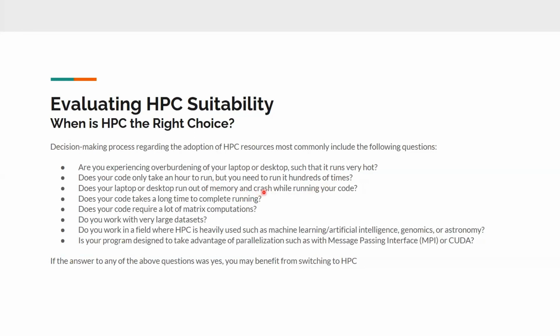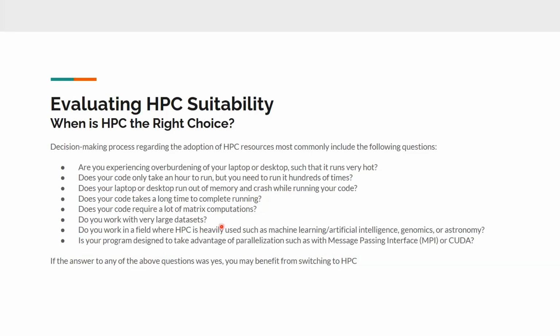Another very common situation is you have a code which may not take a large amount of memory or processing power, but you want to run this hundreds or thousands of times. For example, you want to do a parameter sweep, right? You want to change different input variables and run the same code again and again. So this is another great case for high throughput computing. This is another place where HPC would be great for your application. I won't go through all of them, but there are quite a few instances where you can use HPC.